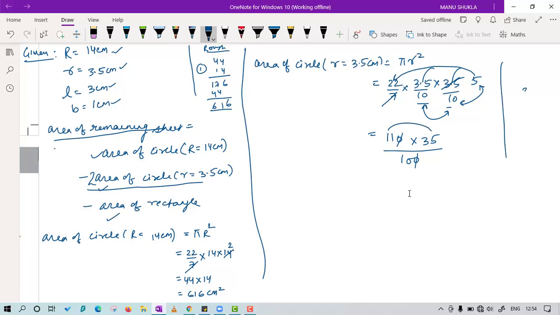Very simple. 35 into 11, 5, 3, 5, 3. The sum is 385 upon 10. Now again, no need to divide, just cut the 0 and put a decimal. The answer is 38.5 centimeter square. This is the area of the smaller circle.